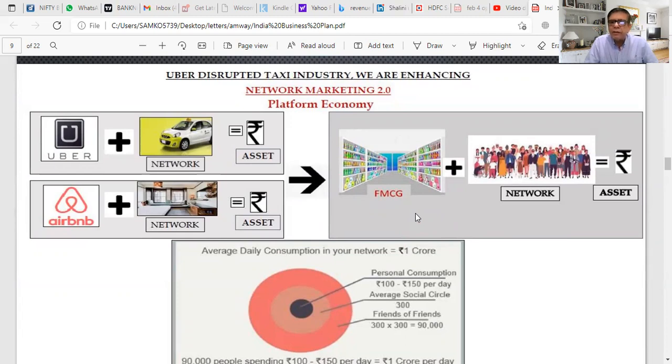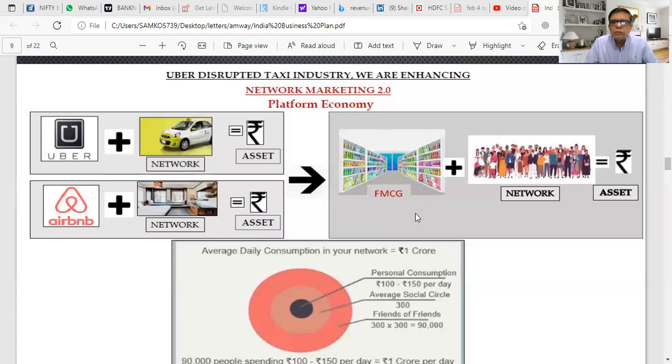Now, similarly, in fast-moving consumer goods, we already have a network, whether it's a family, a Facebook network or an Instagram network, and all the people consume products which are available in the market. But if you are a consumer, you won't make money. In our model, you will make money because you become the owner of a store, which we will provide you.